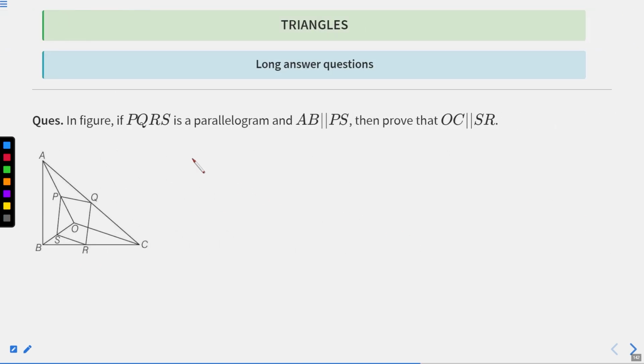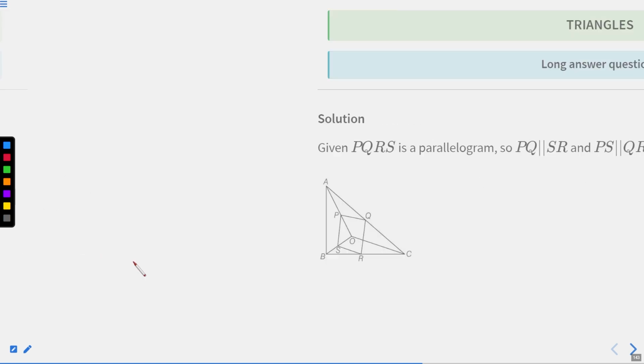In the next question, in this figure, PQRS is a parallelogram and AB is parallel to PS. Then prove that OC is parallel to SR. So we have to prove OC is parallel to SR. Let us prove it.